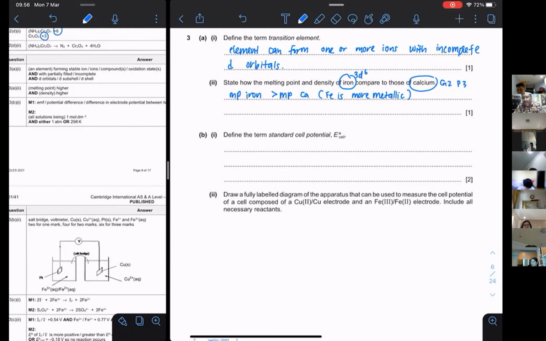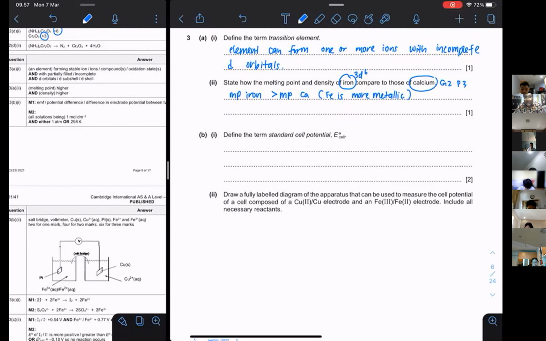So from group 1 all the way to group 3, the more right you go, the more metallic property you have. This is metallic bonding. If you want to remember what that is, it is the bonding between the delocalized electrons and the metal ions. So melting point is higher because of that.